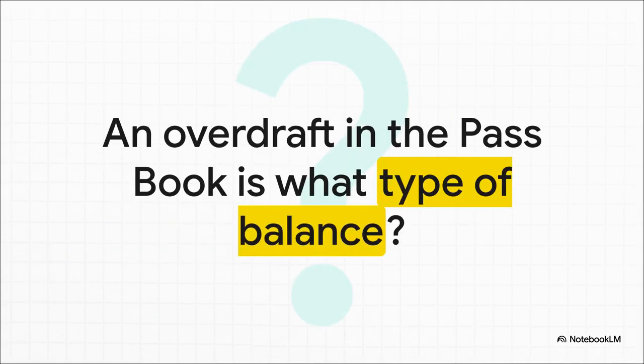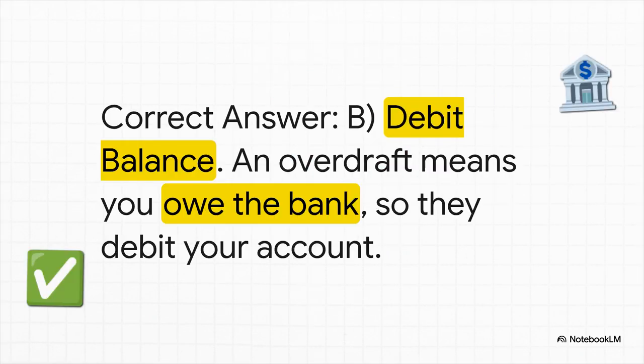All right, let's try another one. This is a straight-up definition question, the kind they love to put on exams. When you have an overdraft, what kind of balance is that in the bank's records, the passbook? And the answer is B, a debit balance.